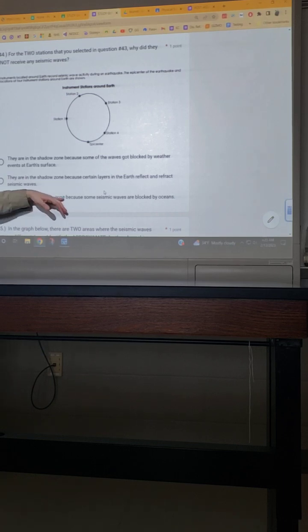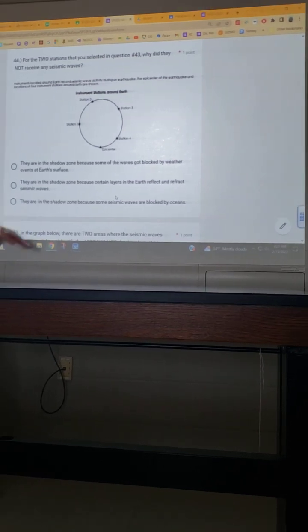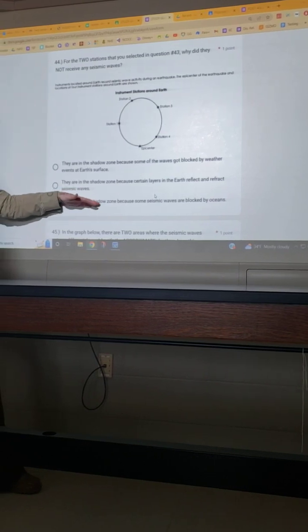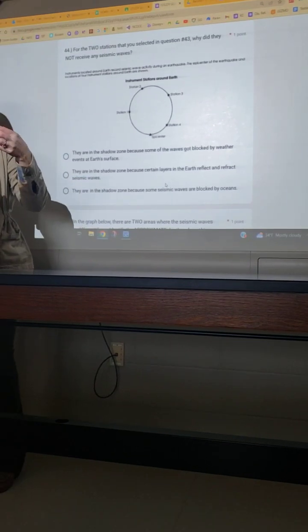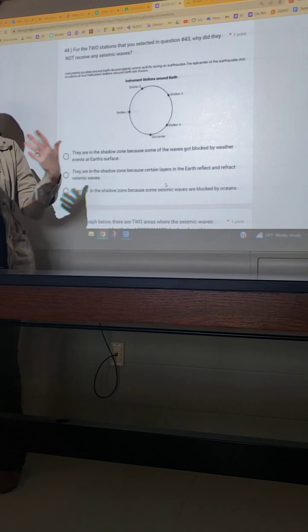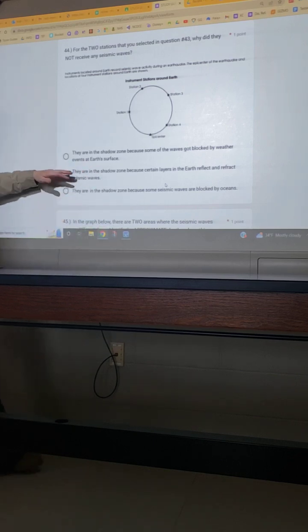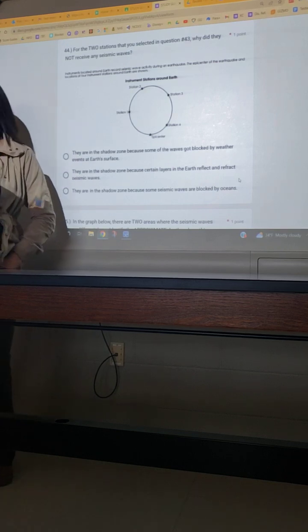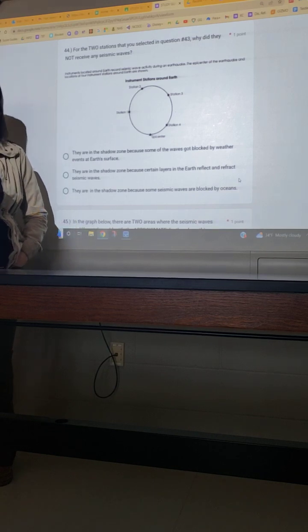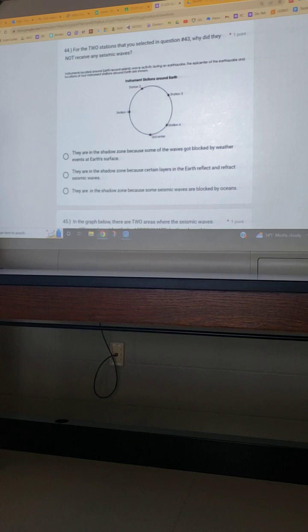So it says they are in the shadow zone because some seismic waves are blocked by oceans. That sounds kind of weird. Yeah, and good. So those were the actual wrong answers that they had on the actual practice test or the release test item. So a lot of times people also think, okay, well, there are oceans there. So they try to put in enough that is factual to make it trick you into picking the incorrect answer. When the correct answer actually was the waves get reflected and refracted as they go through those different layers that have different densities, slows them down, speeds them up, that kind of thing.